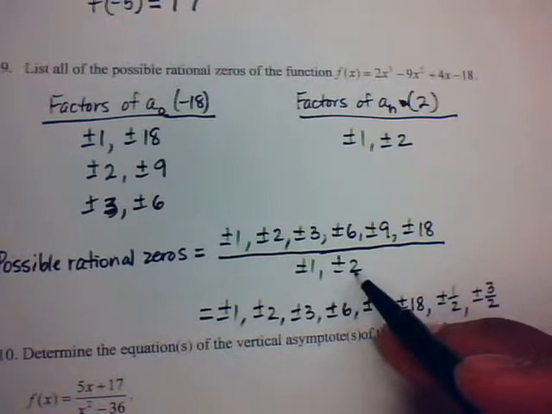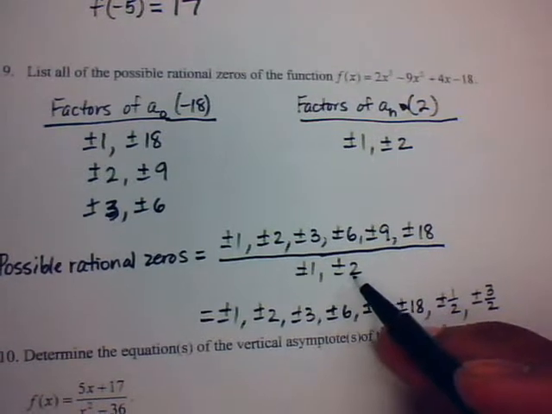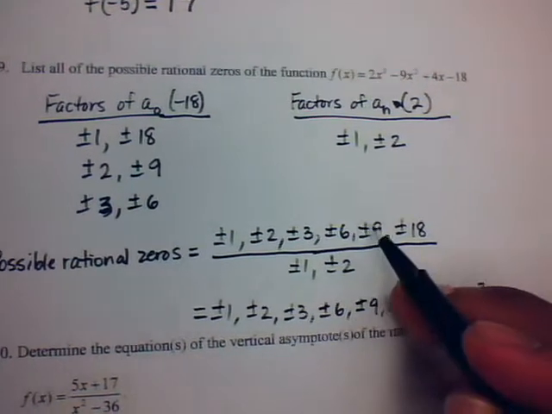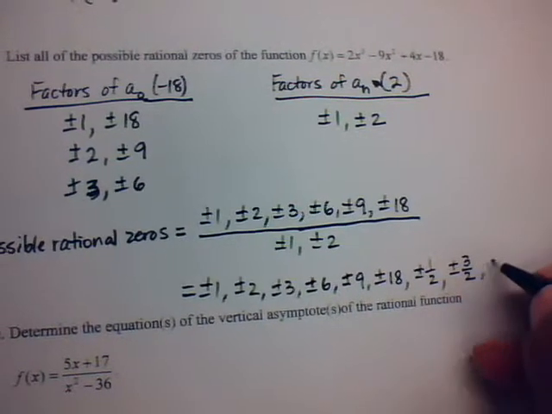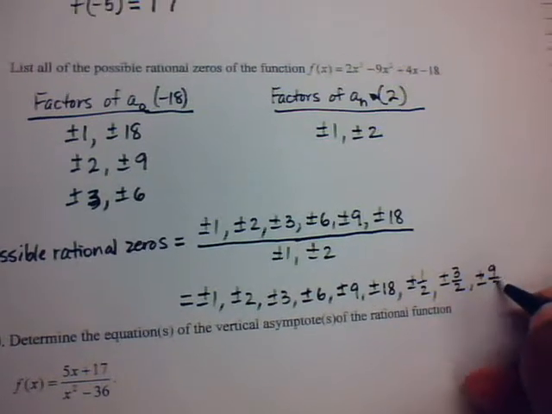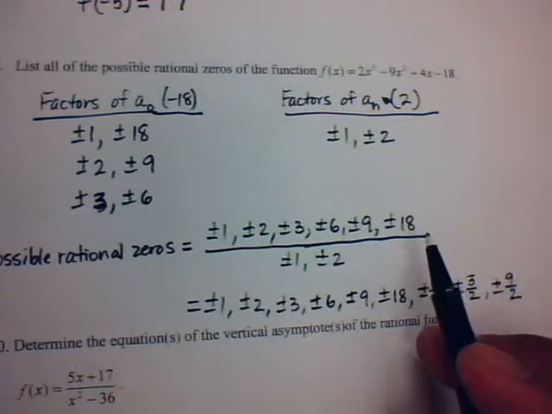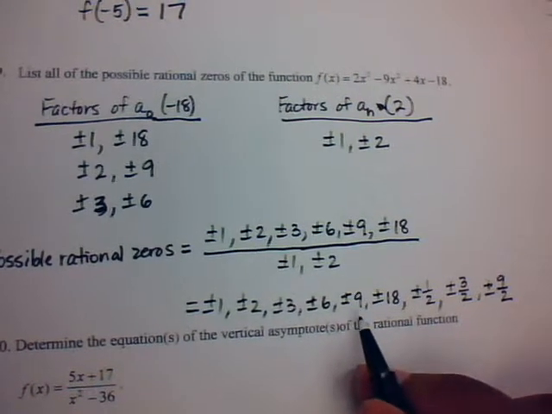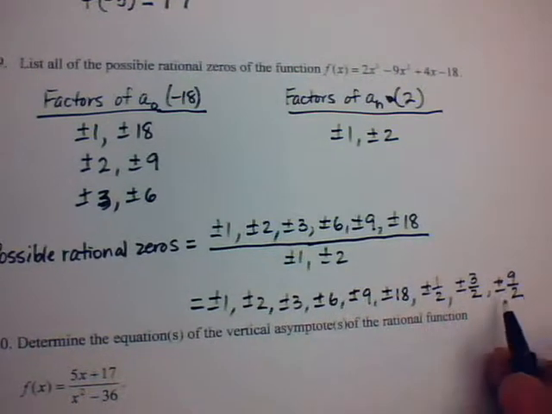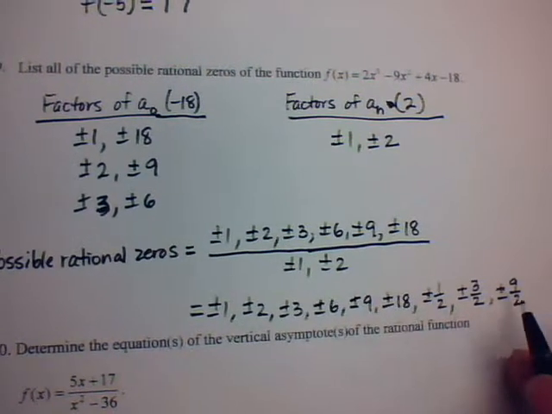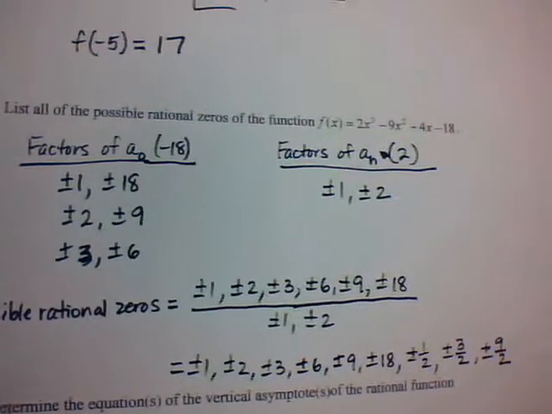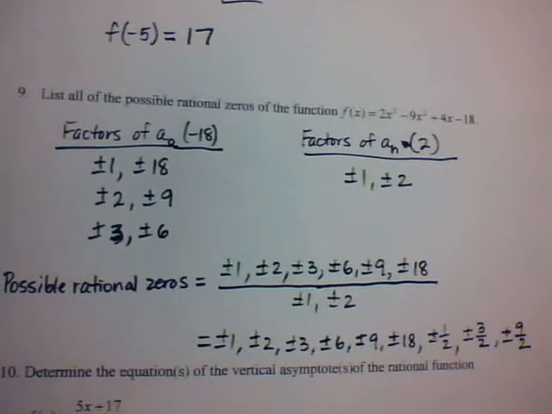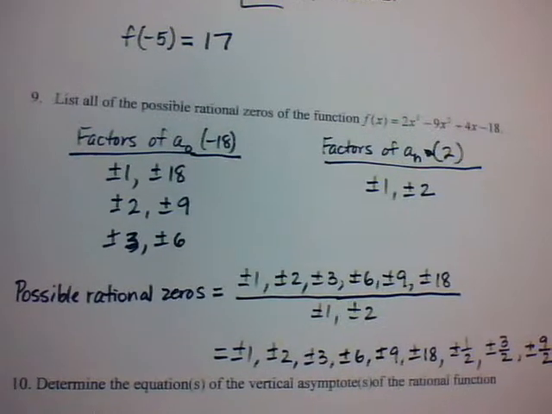6 divided by 2 is plus or minus 3. I already have plus or minus 3, so I'm not going to rewrite that again. 9 divided by 2 is plus or minus 9 halves. 18 divided by 2 is plus or minus 9, which I already have right here. So these are all the possible rational zeros of this particular polynomial function. And you're asked to go no further than this.